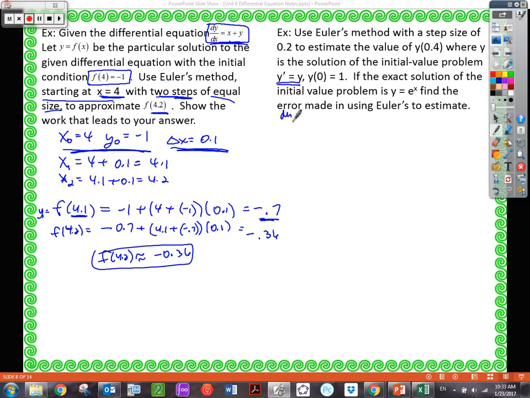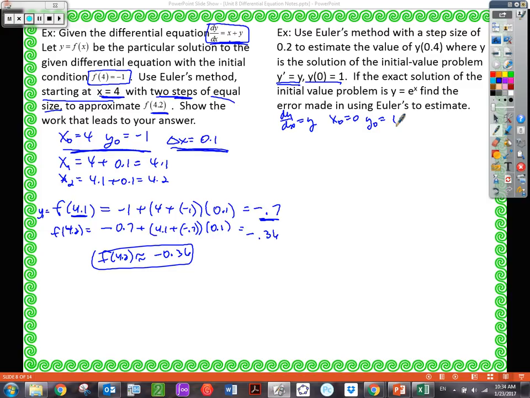That would be dy/dx equals y. That's my derivative. I'm going to need that for my formula. And here's my initial condition. So x naught is 0 and y naught is 1. Those two things you have to use Euler's method. The next sentence has to do with error, so let's hold on that till we get to that part. Let's figure it out first.